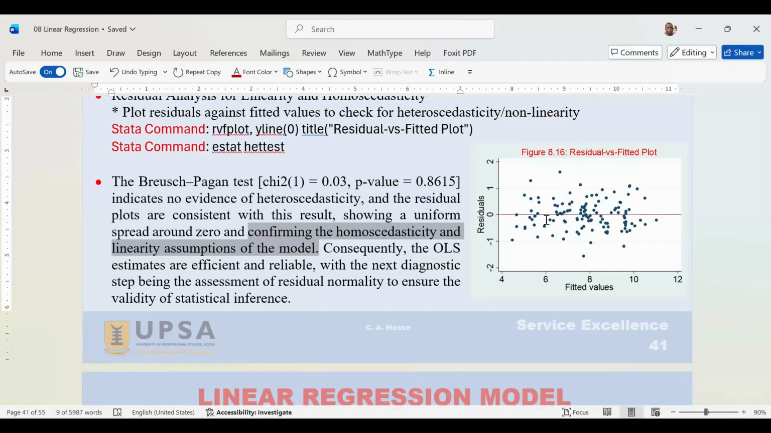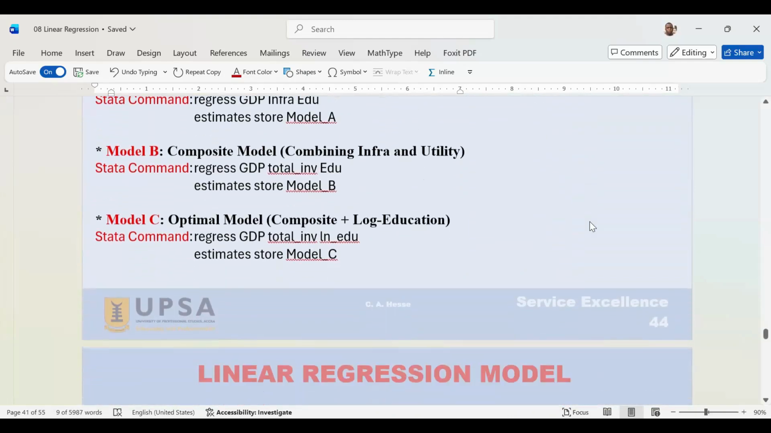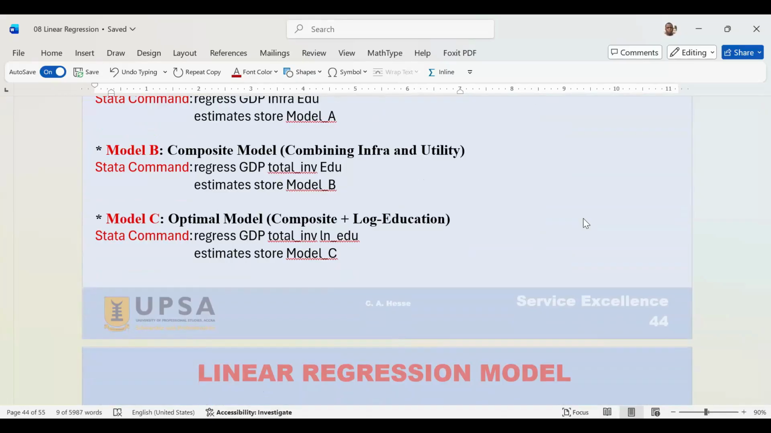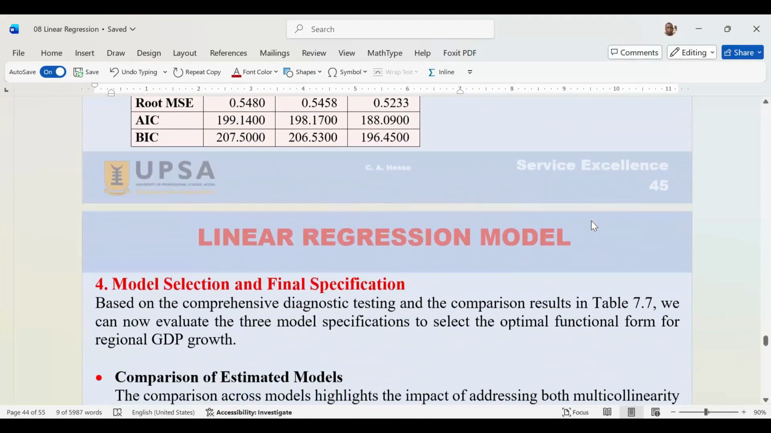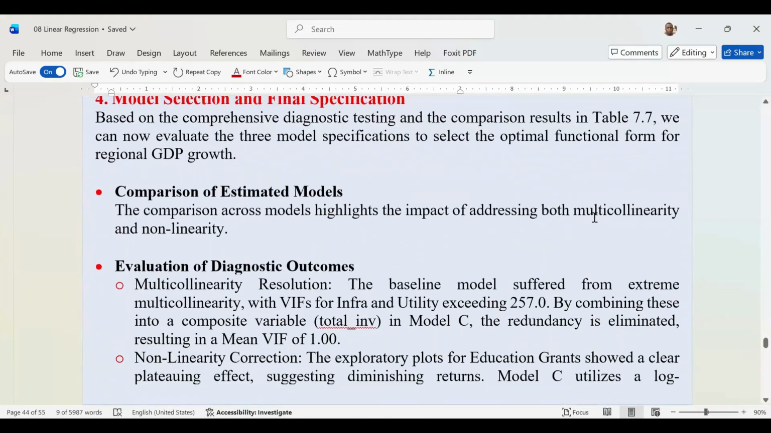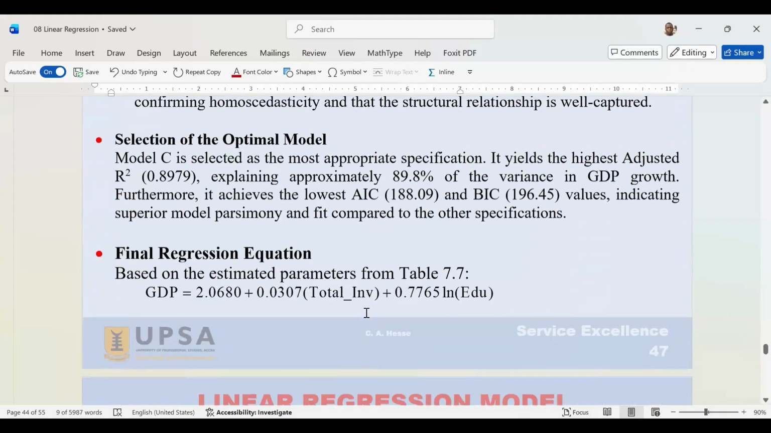That's why I'm not too sure. Please, are you listening? Yes. Because I was not too sure which conclusion to draw based on the scatter plot, that's why I took the log of education and ran it. And that one happens to be the optimal model. So that is the selection of the optimal model.